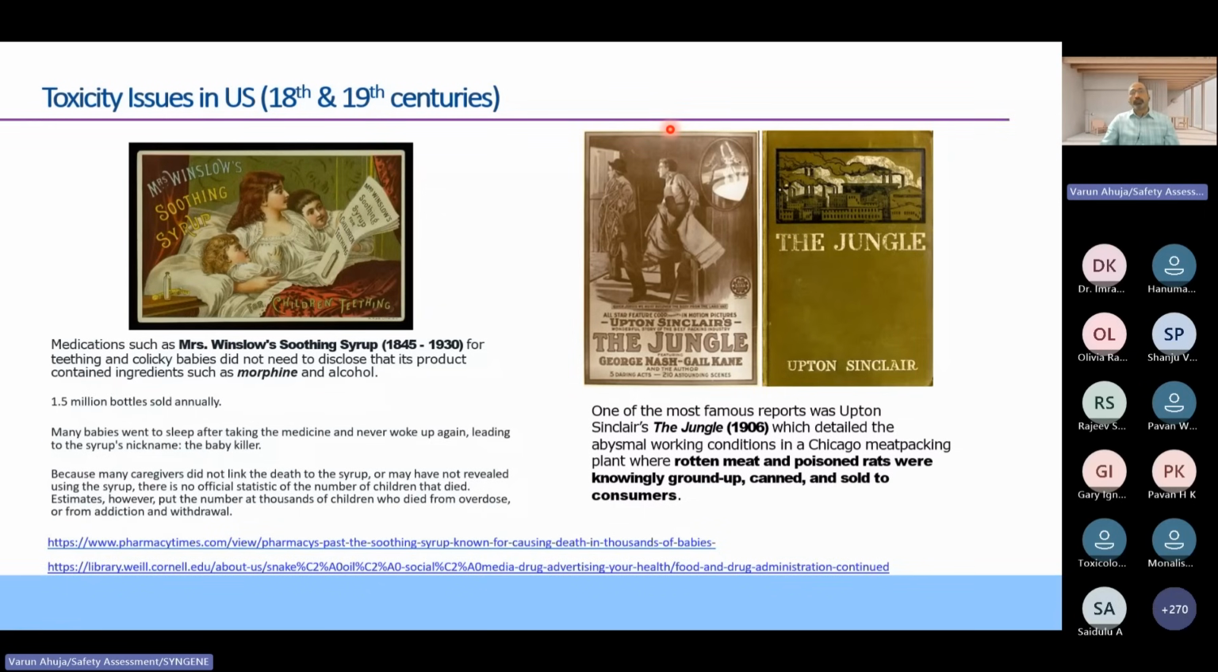Then there was another book named The Jungle, by the author Upton Sinclair. This one details the abysmal working conditions in a Chicago meat packing plant where rotten meat and poisoned rats were knowingly ground up, canned, and sold to consumers. So this book created a lot of noise at that time because it showed the really bad conditions which were there in the meat packing plants at that time.